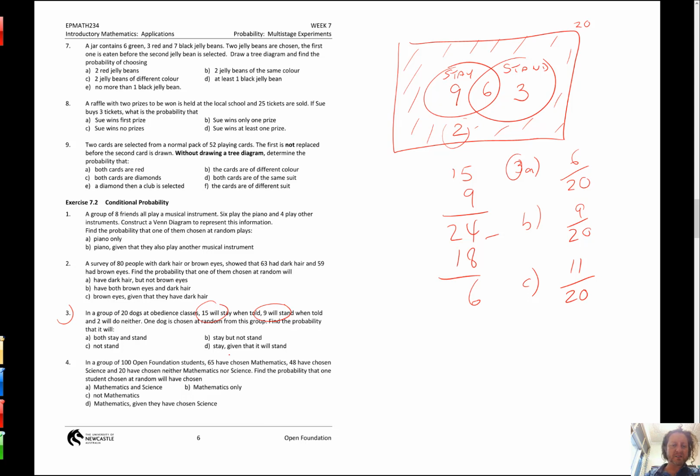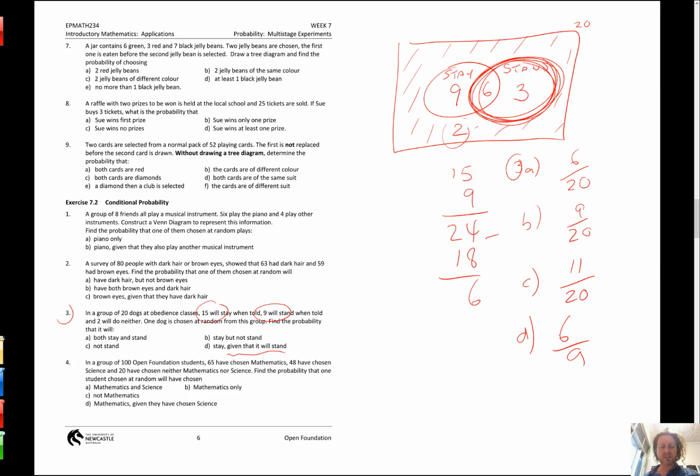And then here's our conditional, and to me it's quite clear. It says, what's the probability of finding a dog at random that will stay, given that it will stand? Means, given we already know the dog can stand, and there's only 9 dogs that will stand, we're only talking about 9 dogs. Given that it will stand, given we're talking about these 9 dogs, how many of them will stay? 6 of them. 6 out of 9.